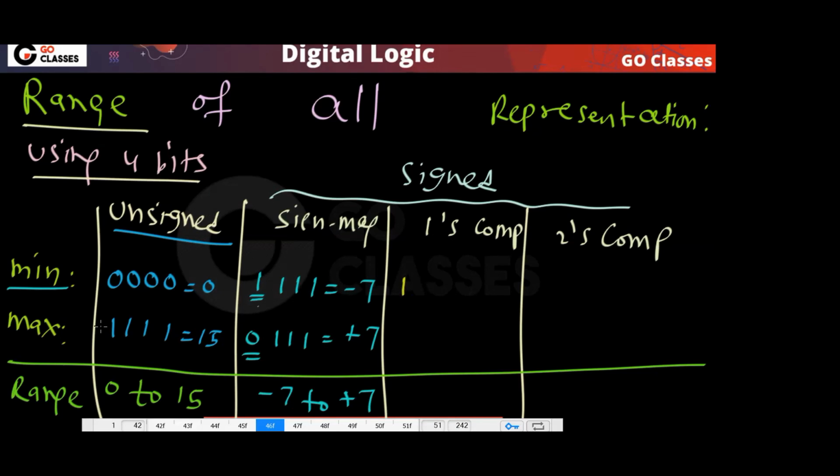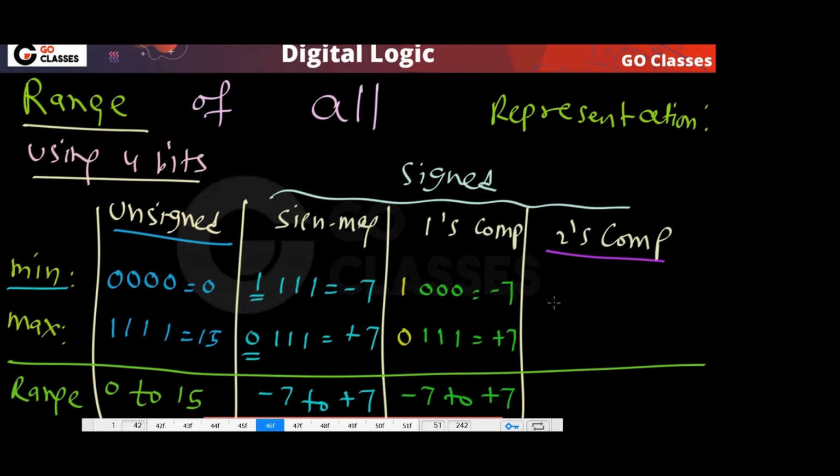In 1's complement, what is the minimum? The minimum will be 1 followed by all zeros, and the maximum will be 0 followed by all ones. This is minus 7 and this will be the maximum, plus 7. So the range will be minus 7 to plus 7.